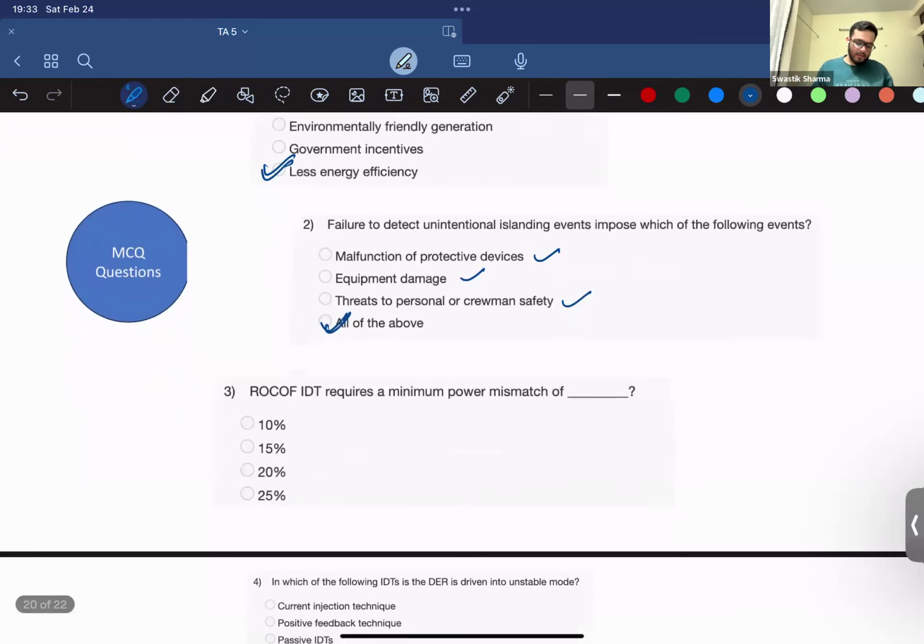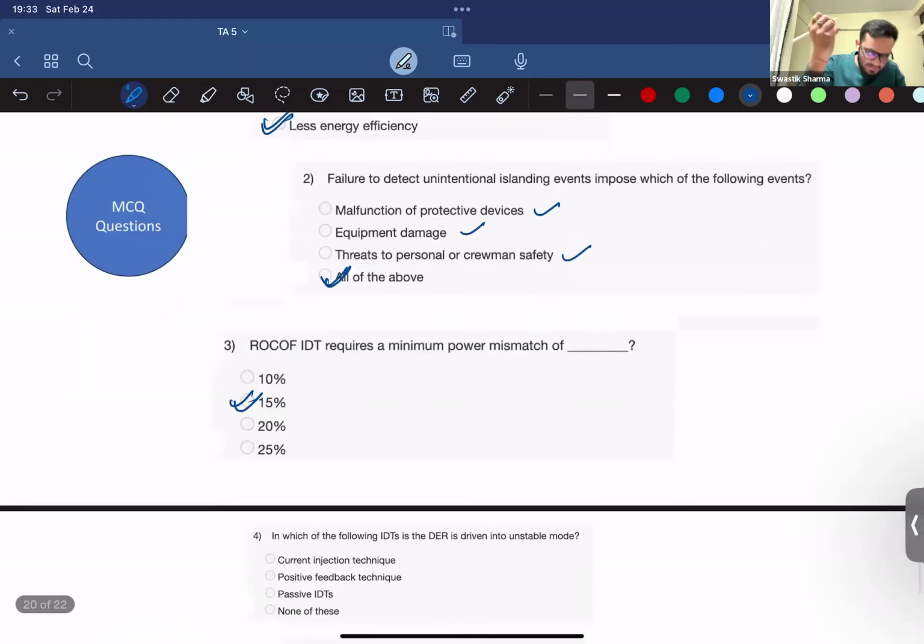Next, Rokoff IDT requires a minimum power mismatch of how much? 15%. Yes, it's 15%. So they have a non-detection zone, and they need at least 15% of power mismatch to occur to be able to tell if an islanding has happened or not.